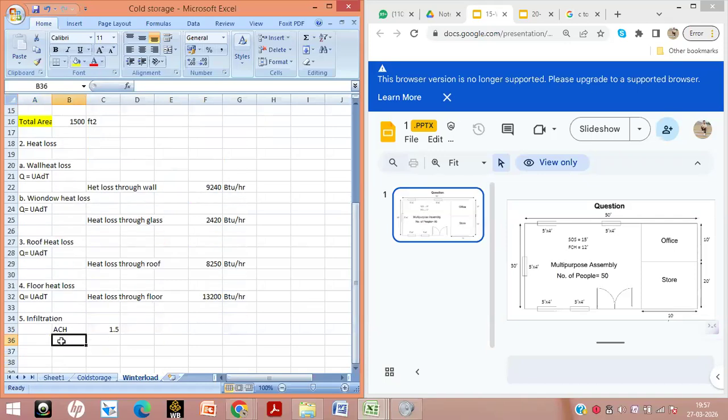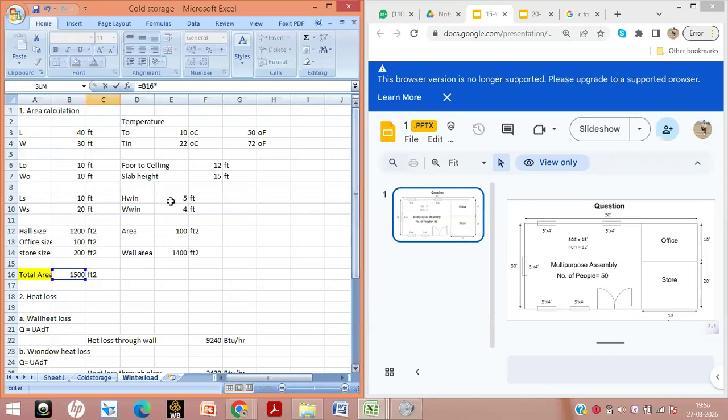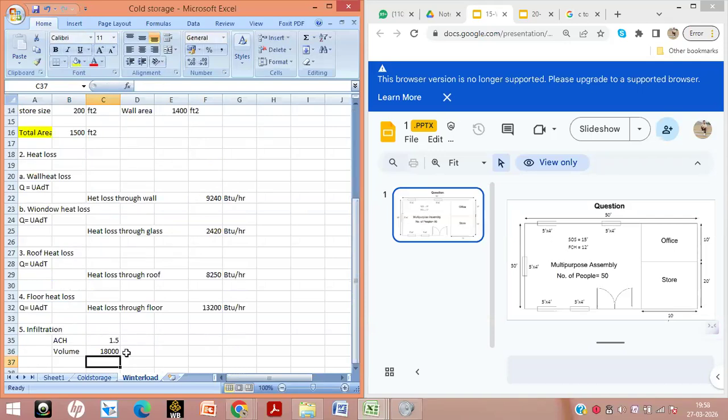Room volume will be our area times this complete floor to ceiling height. So this much is the volume in cubic feet.